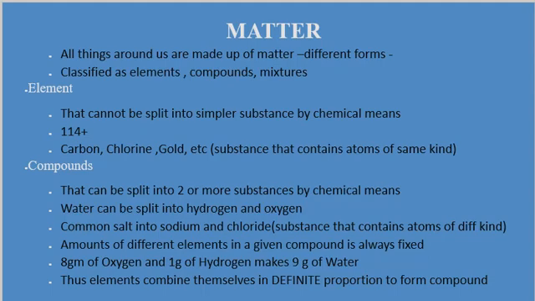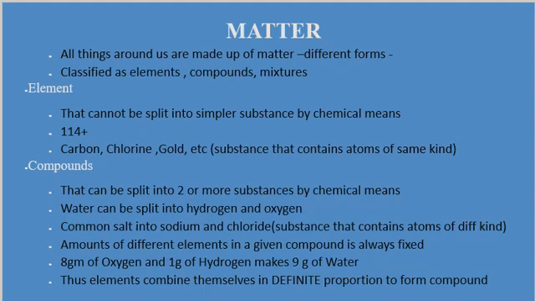Now, the amount of different elements in a compound is always fixed. In sodium chloride, there will be one sodium and one chlorine. In water, there will be two hydrogen and one oxygen. So the amounts of different elements in a given compound are always fixed. Only then it is called a compound. If the amount of different elements is not fixed, then it is not called a compound. It is called a mixture. We will see in detail later.